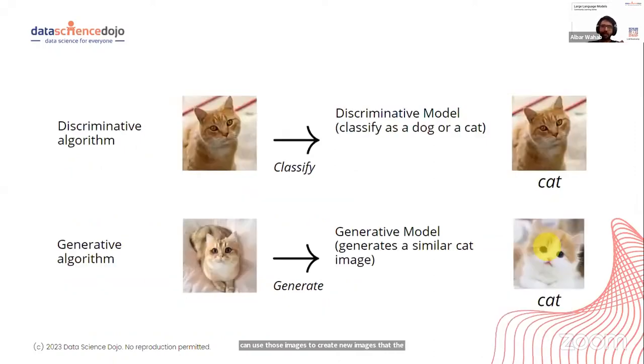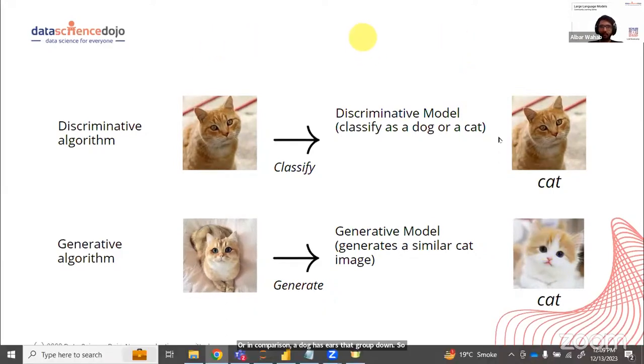So if, for example, we were to look at this picture of a cat, if we were to give it to a discriminative algorithm, it would try to harvest some features from this image. So this cat has 2 ears, it has 2 eyes, it has whiskers. Based on that, we can build up a model that will try to classify it as a dog or a cat. So a dog will have particular features and a cat will have particular features. Maybe a cat might have pointy ears, right? Or in comparison, a dog has ears that droop down. So based on this information, we are going to classify the image as a dog or a cat.